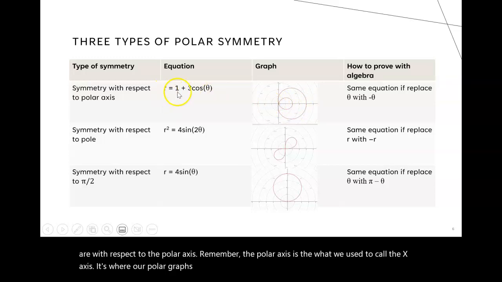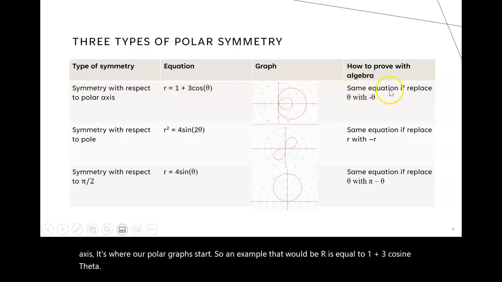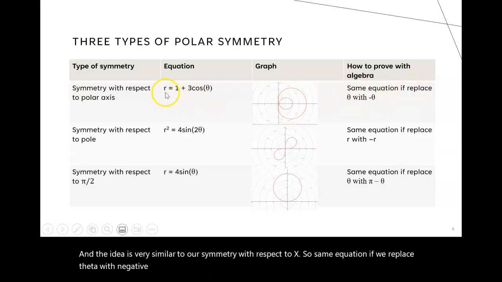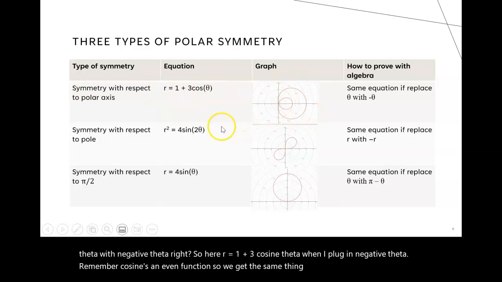An example of that would be r is equal to 1 plus 3 cosine theta. The idea is very similar to our symmetry with respect to x: we get the same equation if we replace theta with negative theta. So here, r equals 1 plus 3 cosine theta. When I plug in negative theta, remember cosine's an even function, so we get the same thing back, and we get that symmetry.